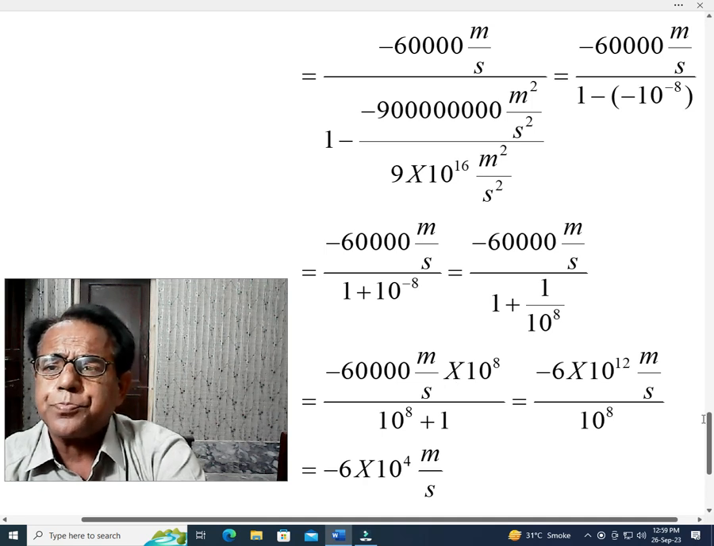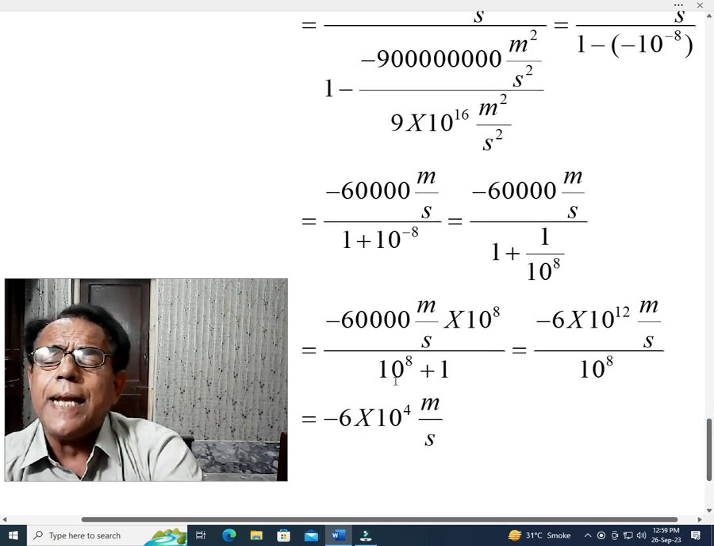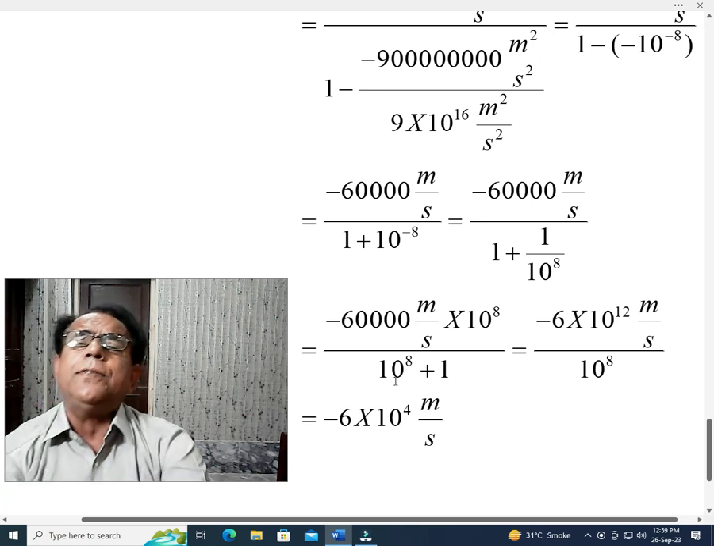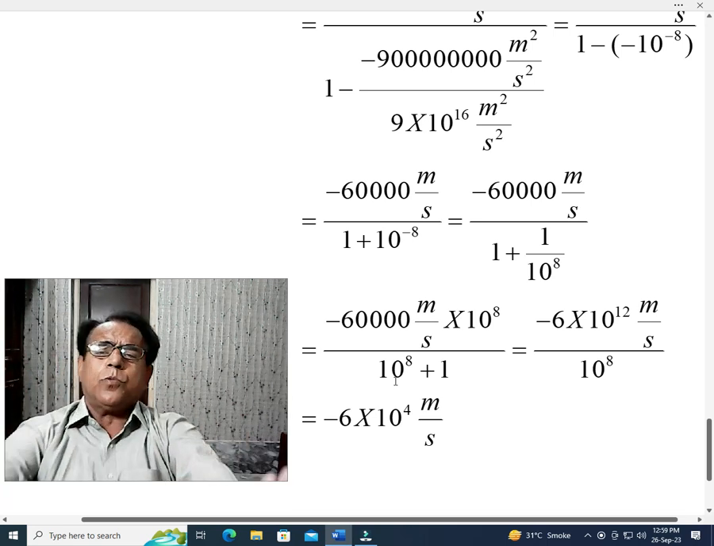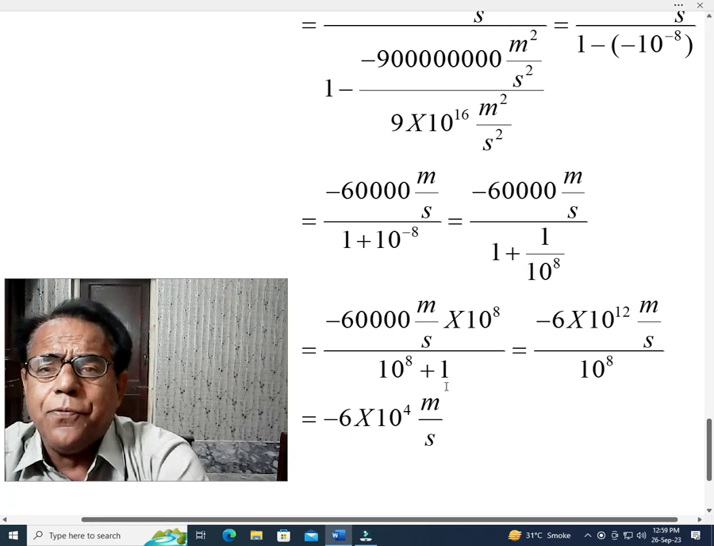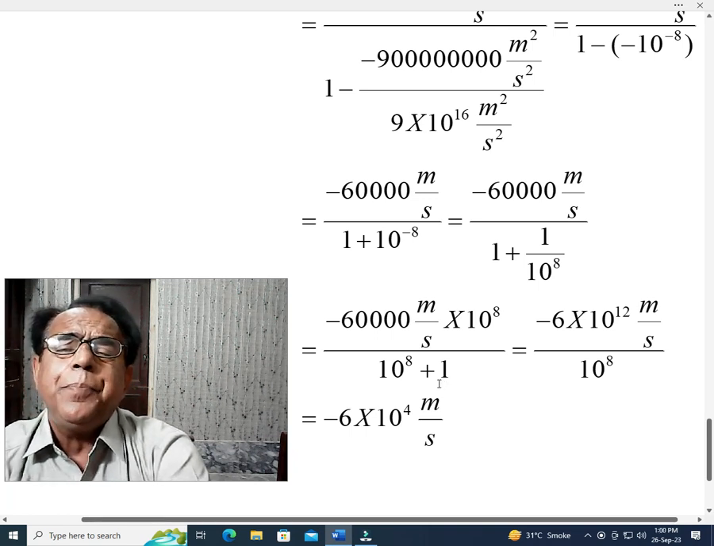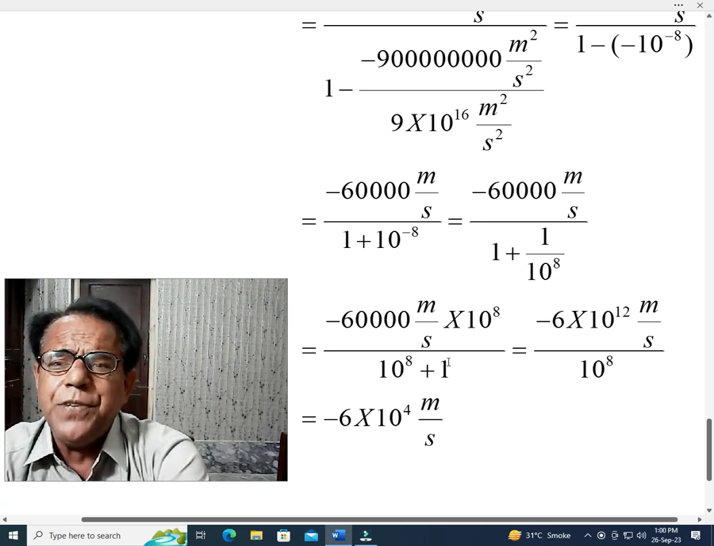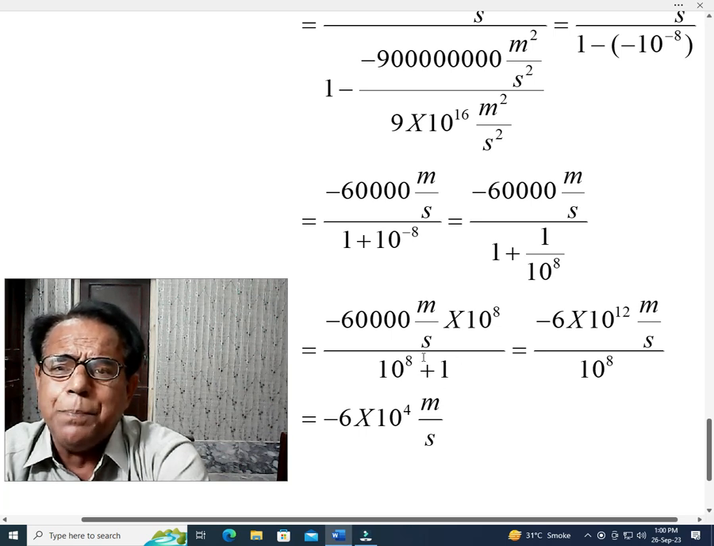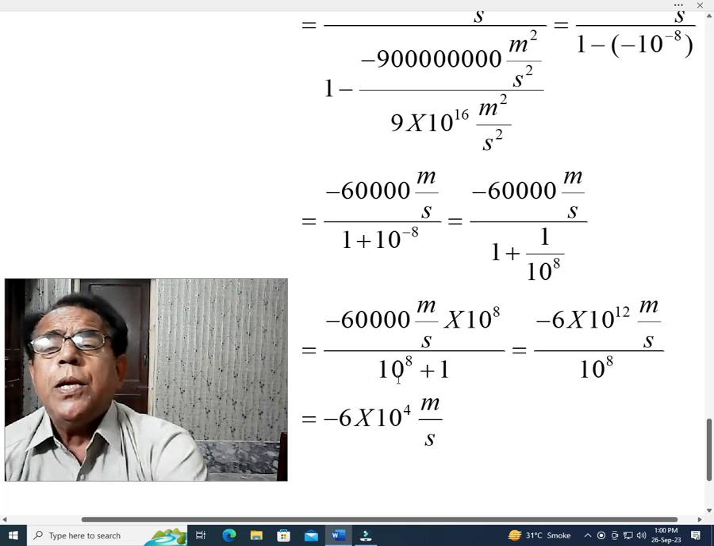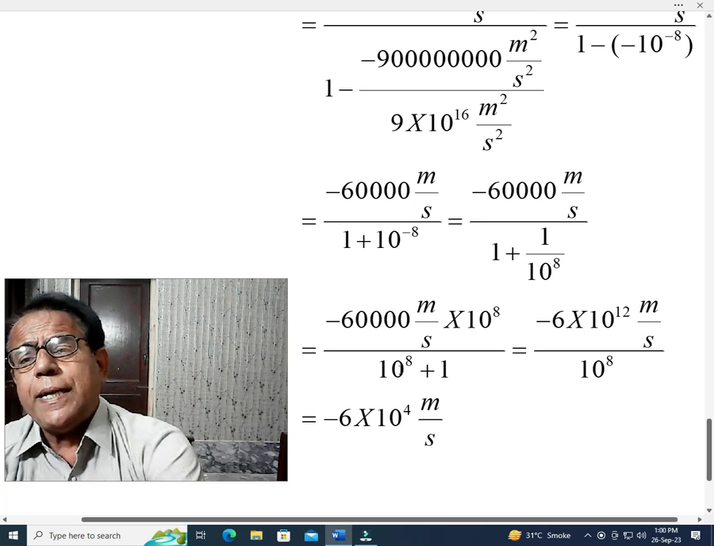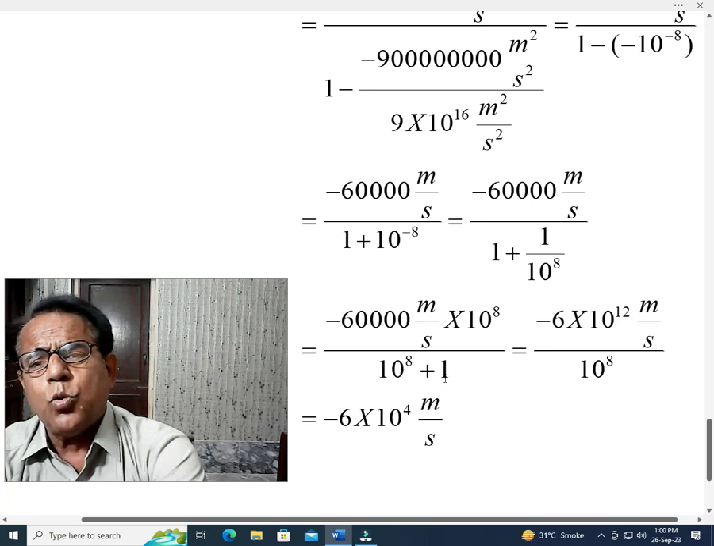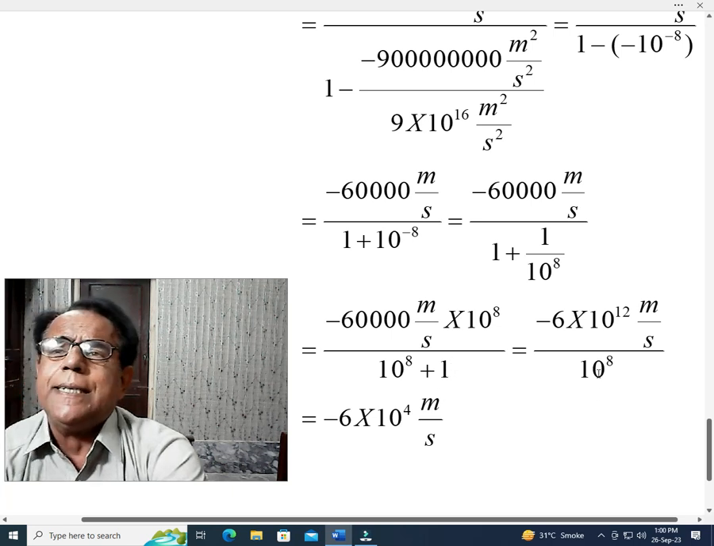Dear students, 10 raised to the power 8 is such a large quantity that if we add 1 to it, it will not make any difference. So we replace this factor by simply this factor. Because 10 raised to the power 8 is very large compared to 1, we neglect this 1 and write it in this form.